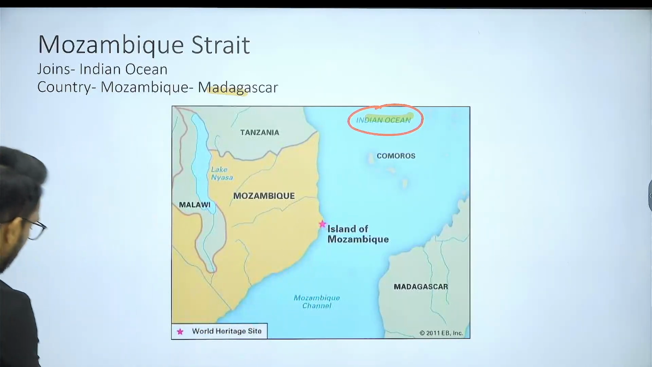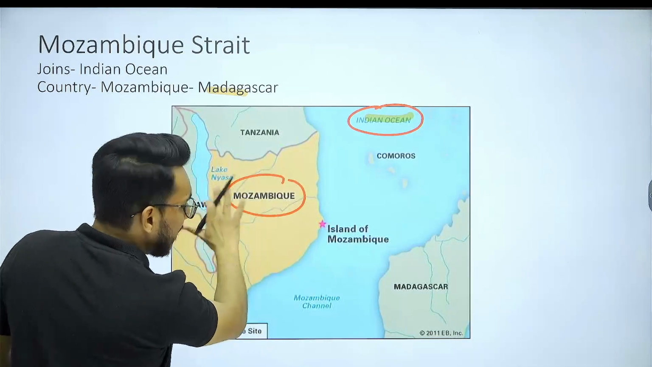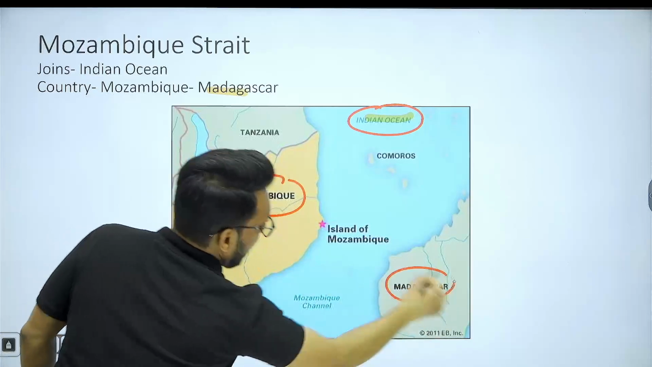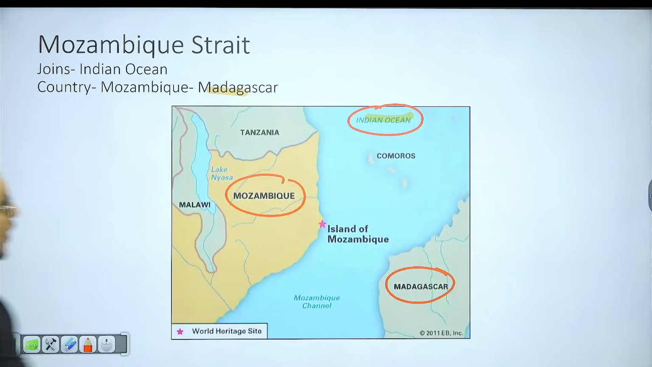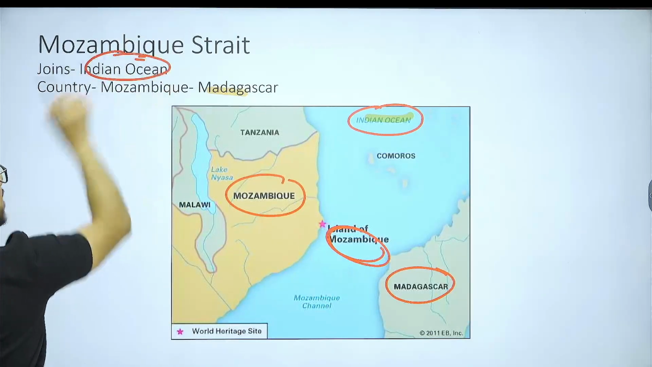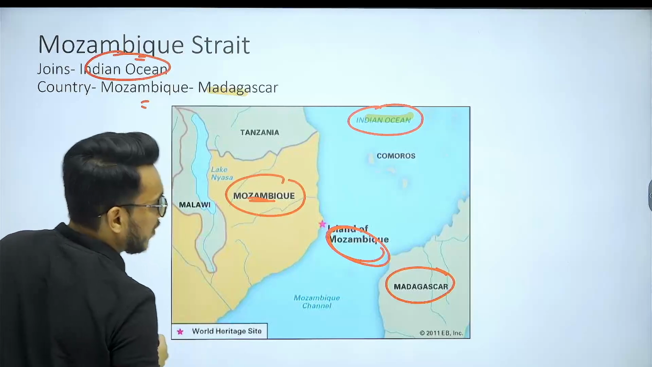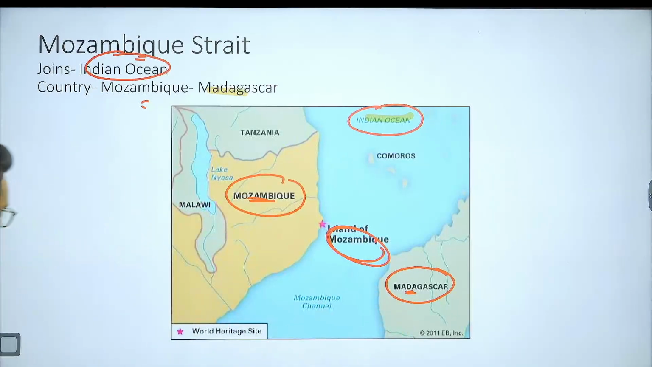Okay, and it is between Mozambique towards the west and Madagascar towards the east. So here we have Mozambique Strait in the Indian Ocean, and on the western side we have Mozambique, on the eastern side we have Madagascar.